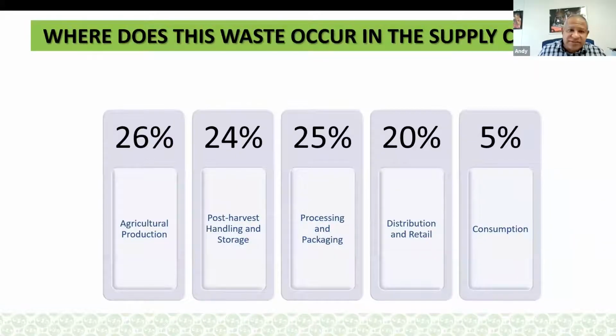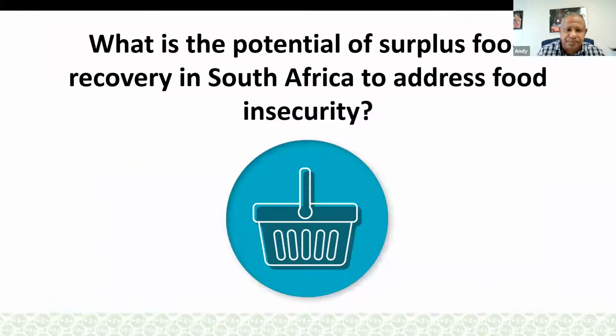Where does the food waste occur? Roughly 26% occurs on the agricultural production side, so on farms. 24% is on post-harvest handling and storage, so pack houses and prepared foods. Roughly 25% is on the processing and packaging side, 20% on the distribution and retail side, and only 5% on the household side. So most of our food loss and waste is occurring on the pre-consumer side.